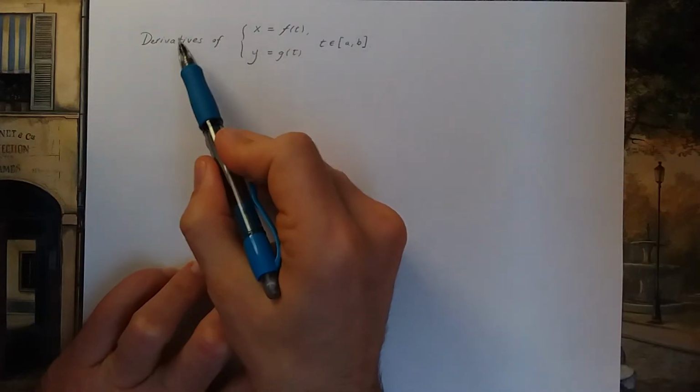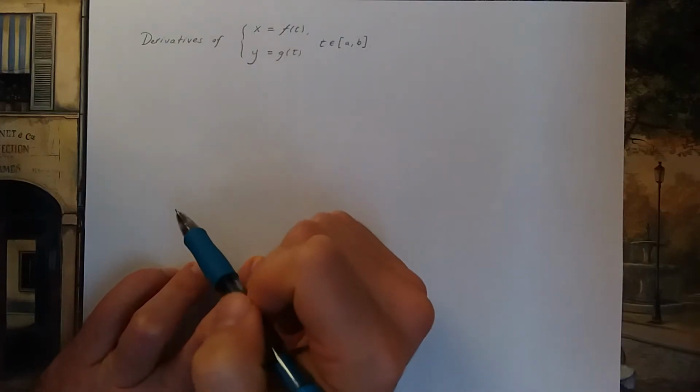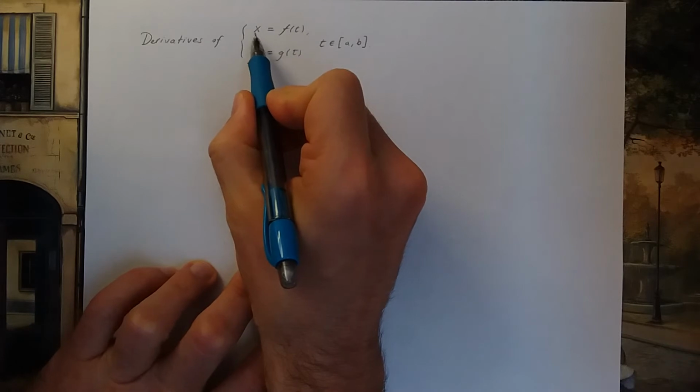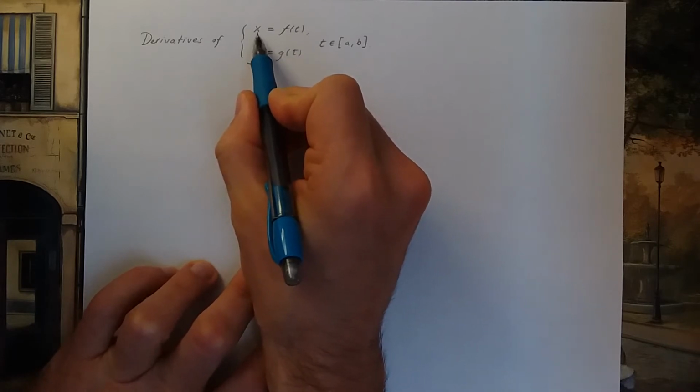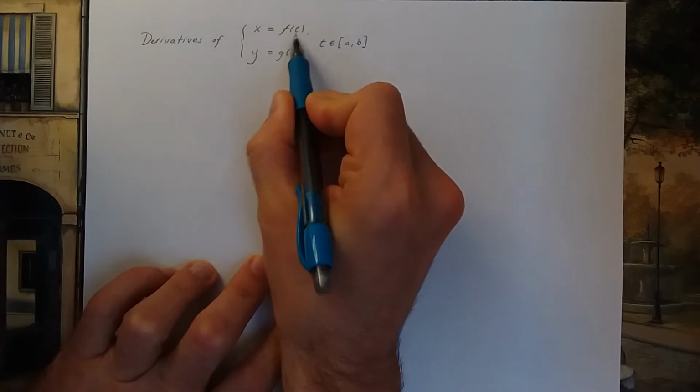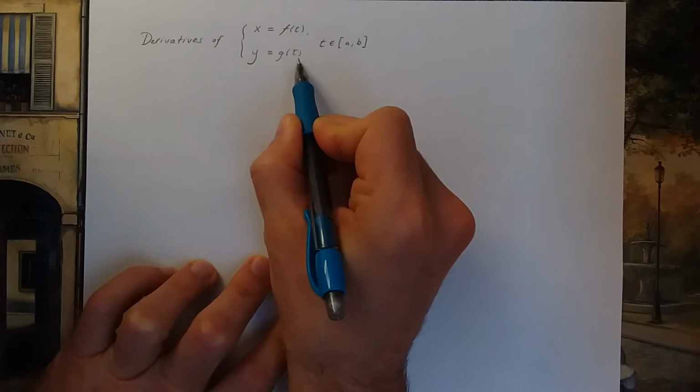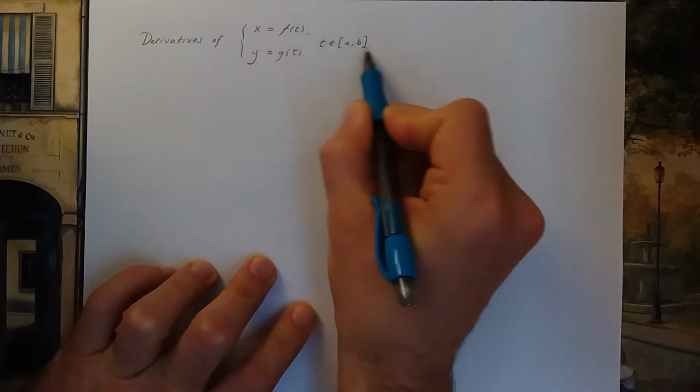So let's learn how to take derivatives of parametric equations. A parametric equation in general looks like this. x is some function of t, y is a different function of t maybe, and t takes values in some range.